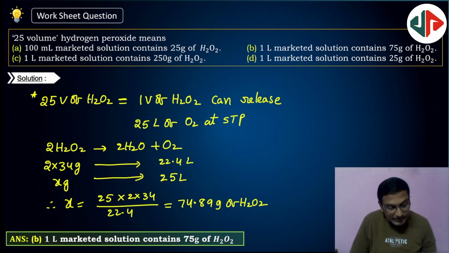Now check the options. So 1 liter marked solution contains 75 grams of H2O2, B. So here volume means you can take it as liters or ml. 25 volumes means you can take it as 25 liters. So 1 liter of H2O2 can produce 25 liters of O2. Here you can take like this: 25 volumes will give 25 volumes of O2 at STP, or 25 liters can give 25 liters of O2 at STP. Next.